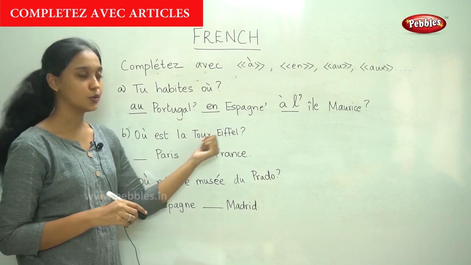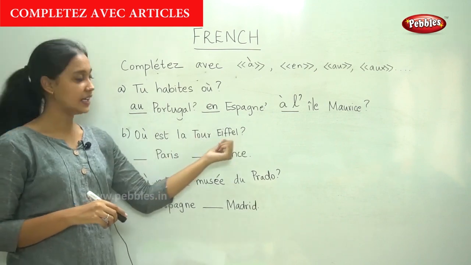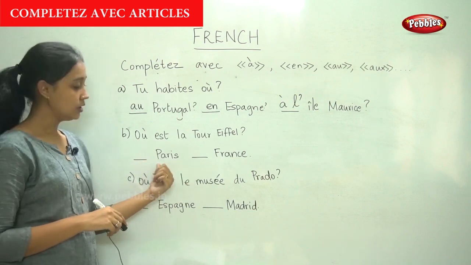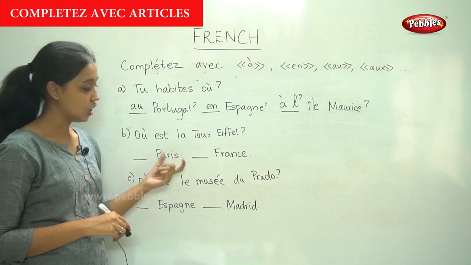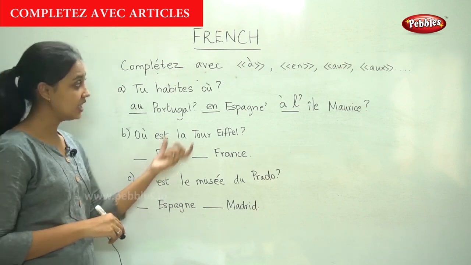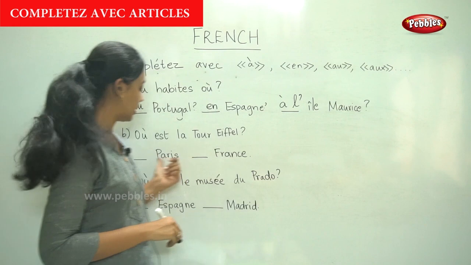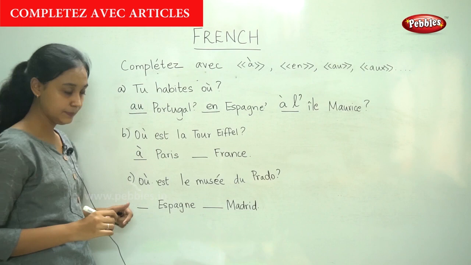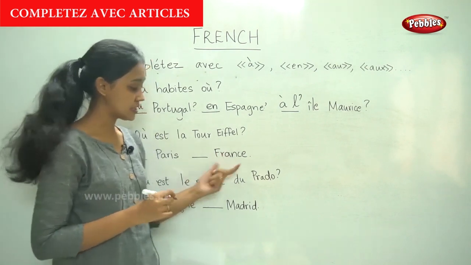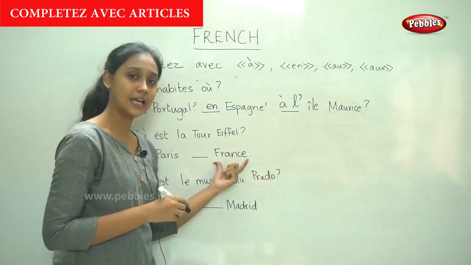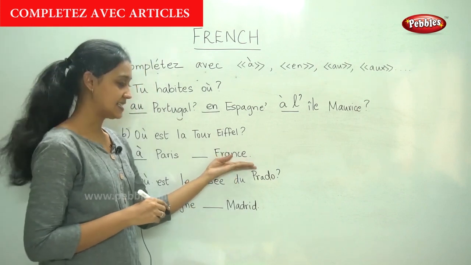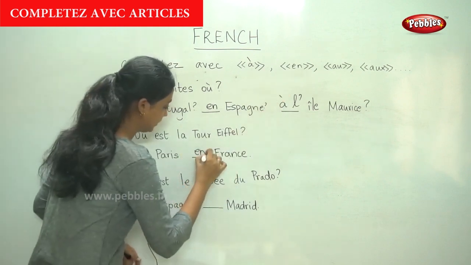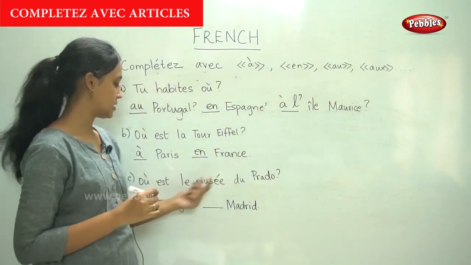Moving on to the next sentence. "Où est la tour Eiffel?" Where is the Eiffel Tower? So dash Paris. Now Paris is the name of a city. So when we have the name of a city, which of these four words will we include here? It is "à." Paris, dash, France. Now France is the name of a country and it is feminine. So we write "en." "À Paris, en France."